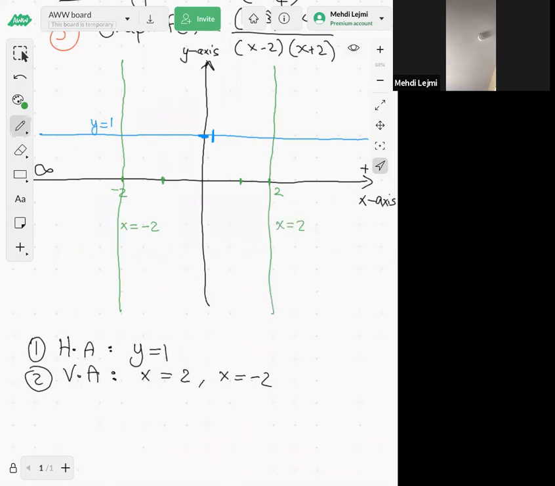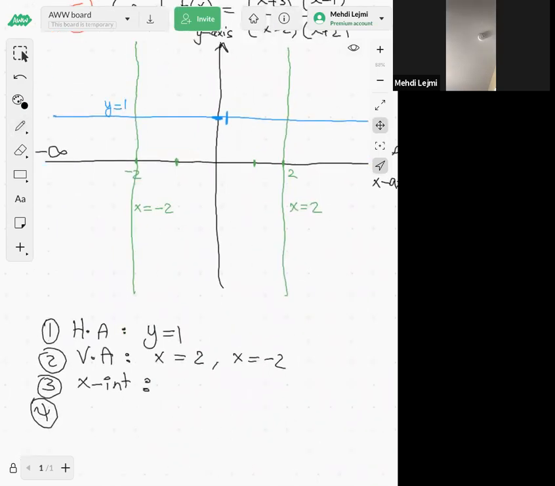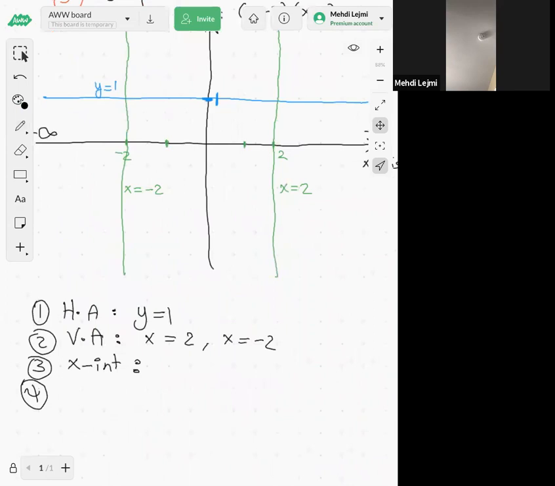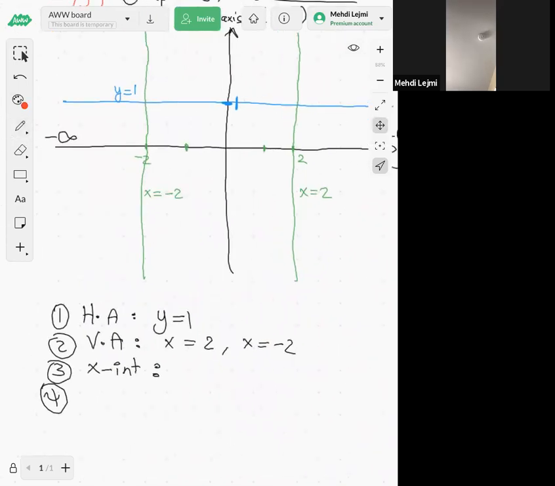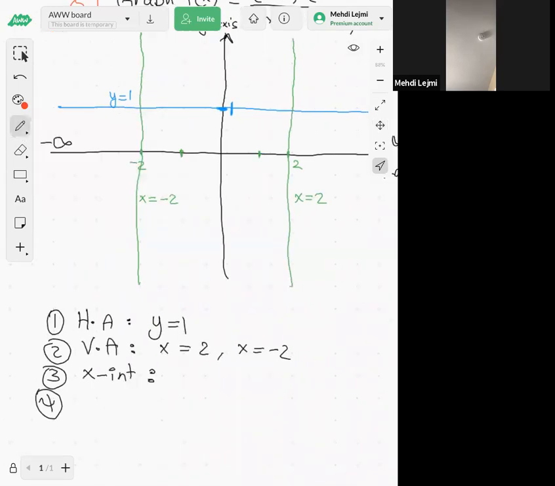Right? Now, I have to plot the x-intercepts. The x-intercepts, we said, are negative 3 and positive 1. Negative 3 and positive 1. So that's somewhere here. So here's my negative 3. This is my x-intercept at negative 3. And we have positive 1.